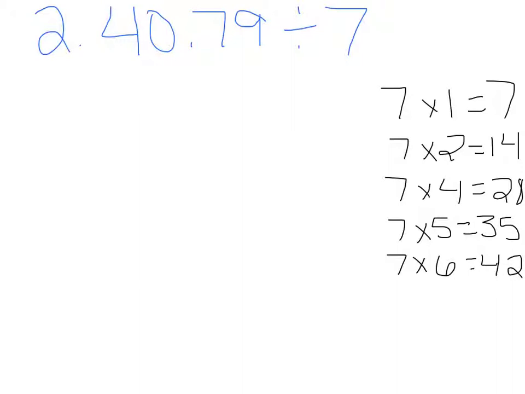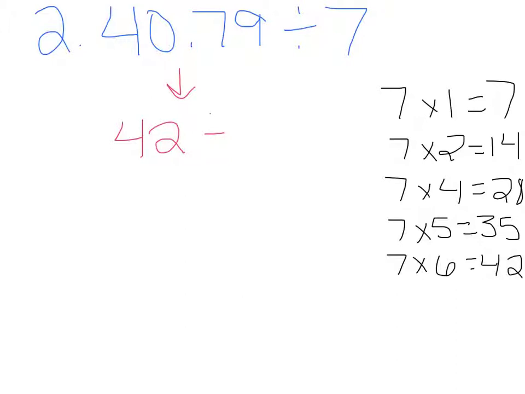So we can stop. 7 times 5 being 35 and 42, those two numbers make a sandwich around 40.79. So we know we're going to have to round 40.79 to either 35 or 42. Now, I would round it to 42 because 42 is closer to 40.79. So we're going to want to round 40.79 to 42.